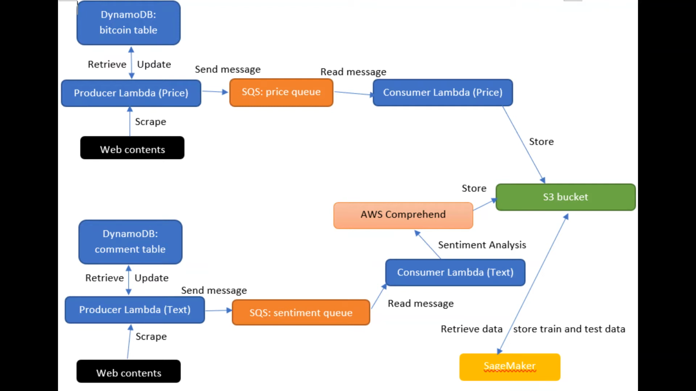Hello everyone, this demo is about the data engineering pipeline utilizing AWS services to predict Bitcoin price and perform sentiment analysis on community reviews. The basic workflow is defined in a graph.